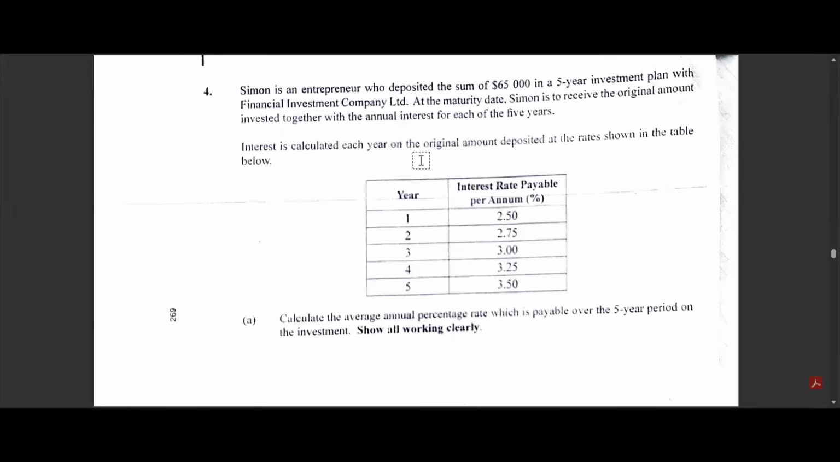Alright guys, so this June 2025 paper is not looking too bad. It's asking us about something called return on investment. So let's read it up. Let's put in the answers for these.